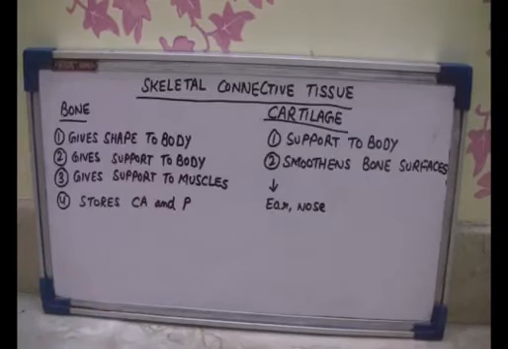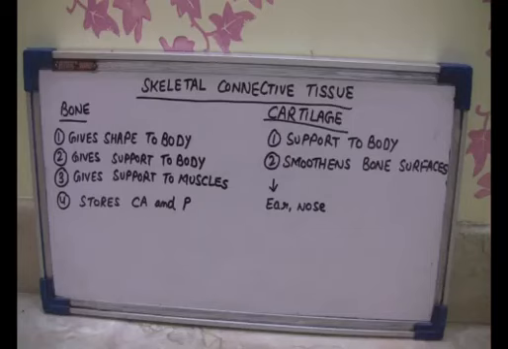Next one is the skeletal connective tissue. Now the skeletal connective tissue is further of two types, the bone and the cartilage. Now bone forms the framework that supports the body, and it also anchors the muscles and supports the main organs of the body. Bone is present everywhere in the body.